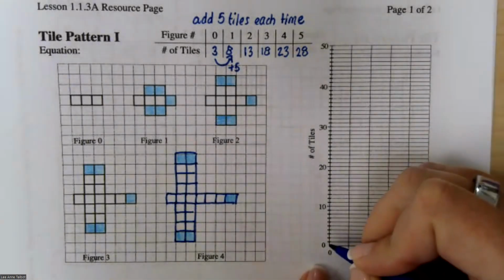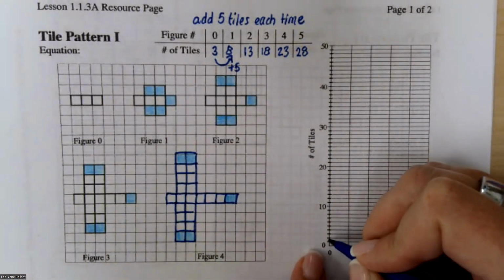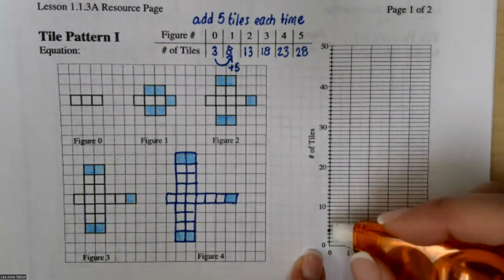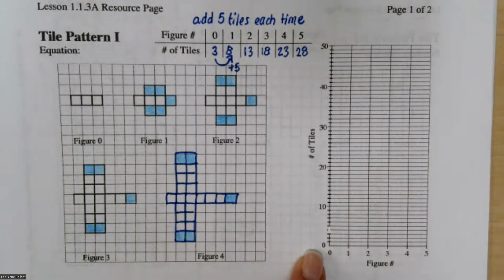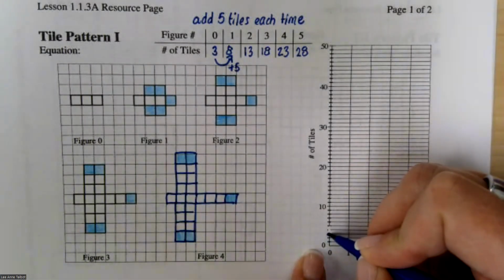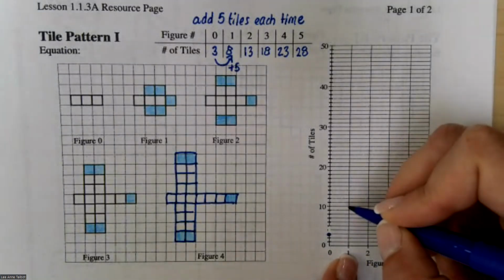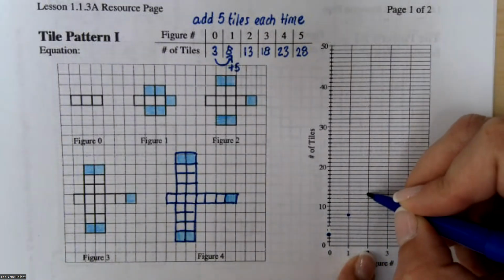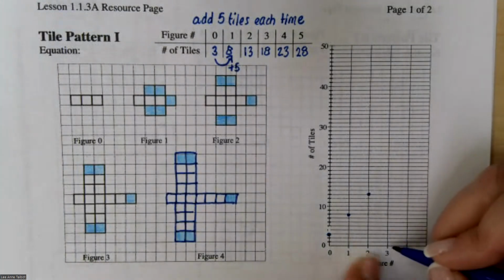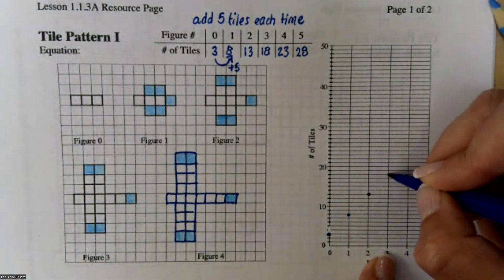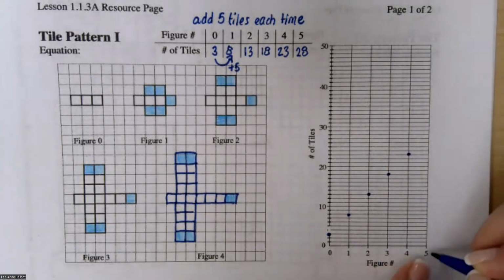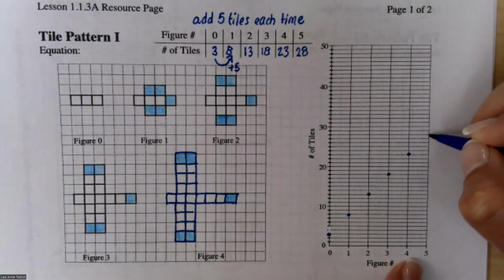Okay. 0, 1, 2, 3. That's wrong. It looks like 0 was on the... 0, 3; 1, 8; 2, 13; 3, 18; 4, 23; 5, 28.